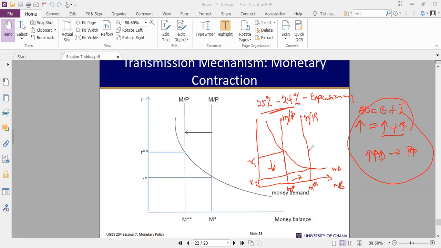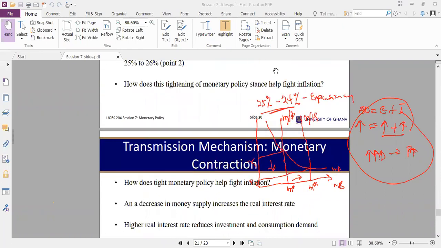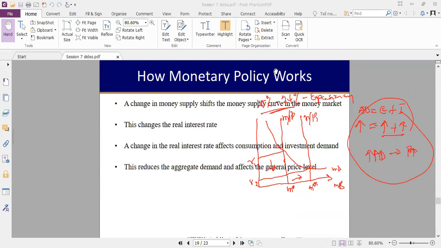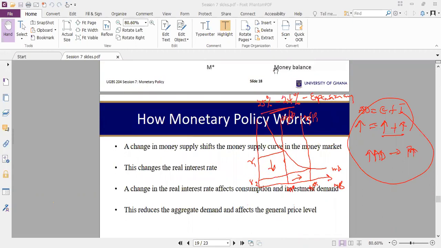Please, who doesn't understand up to this point? Yasin is asking why supply is represented by M over P. Okay, thank you. And why will investments increase here? Okay, I don't understand that part. Any other questions? Okay, Yasin. Yes, please, so this graph is causing inflation, right? Good. So at the end of the day, this graph will cause inflation in the market. You get it?